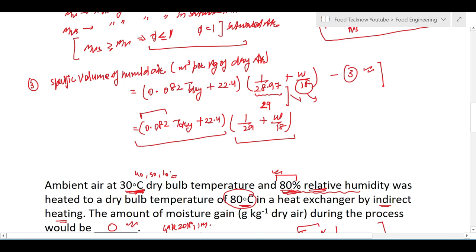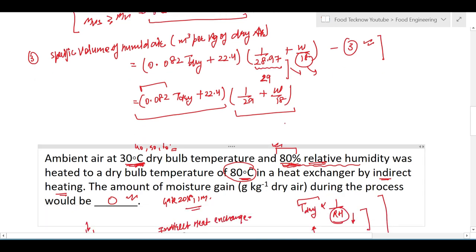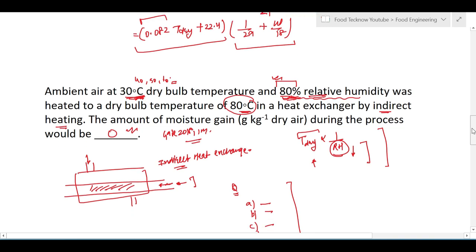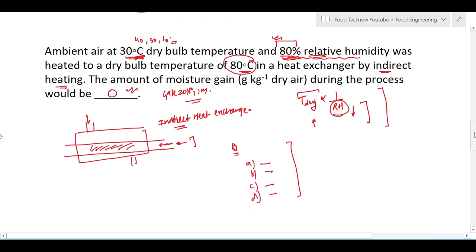So it is 0.082 and this is the 22.4, this is 29 and 18. Okay, so next we solved a numerical which was on the indirect heating. So as we know the concept of this indirect heating, there is no exchange of the mass, so there is no moisture gain, so that's why the answer was 0.